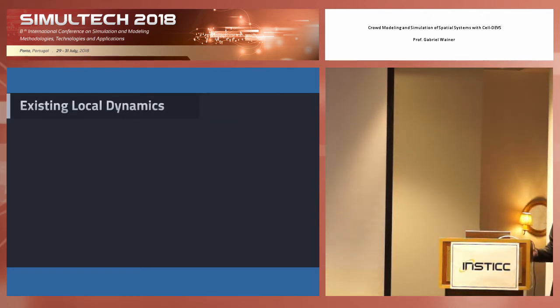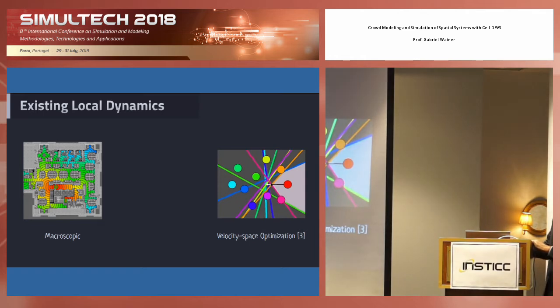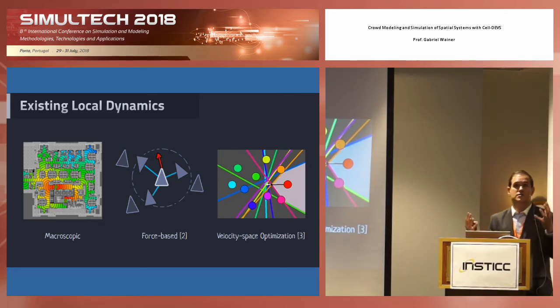There are lots of models that exist for doing local dynamics. So a brief summary of the ones that have been used recently. Macroscopic view, it's like fluid dynamics. There's a velocity space optimization that uses vectors, and the most popular ones are the force-based models right now, that consider the bodies as having mass and forces and physics, etc.